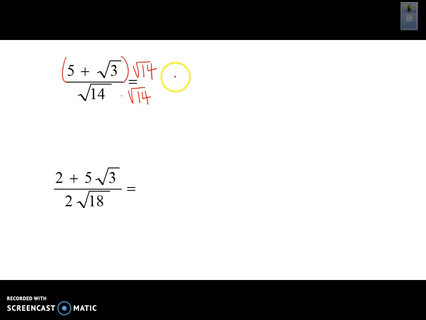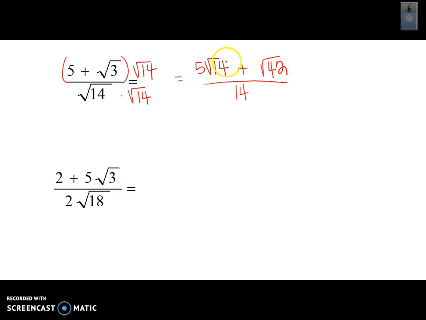5 times the square root of 14 is 5 radical 14. Then we have square root of 3 times the square root of 14, which is the square root of 42. And in the denominator, we have 14. You do want to check to make sure that these two radicals up top can't be simplified to the same thing in order to combine them.